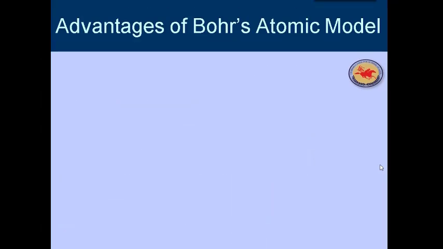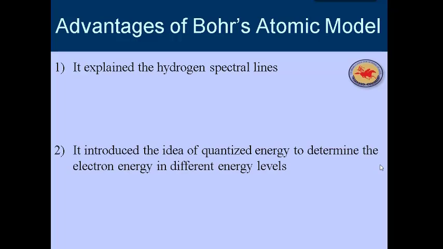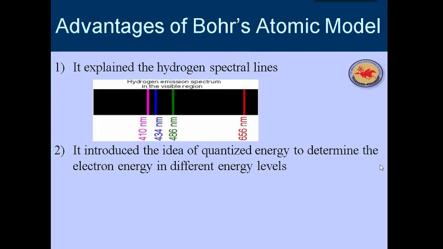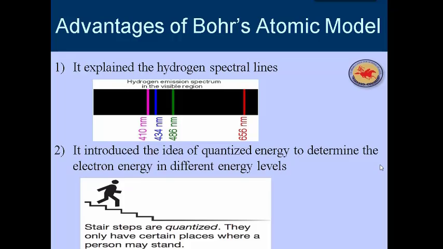After explaining Bohr's atomic model, let's talk about the advantages and the disadvantages of Bohr's atomic model. Number one, Bohr's atomic model explained the hydrogen spectral lines. He explained to us what these four spectral lines are. Number two, it introduced the idea of quantized energy, so we are able to determine the energy of the electrons in different energy levels.